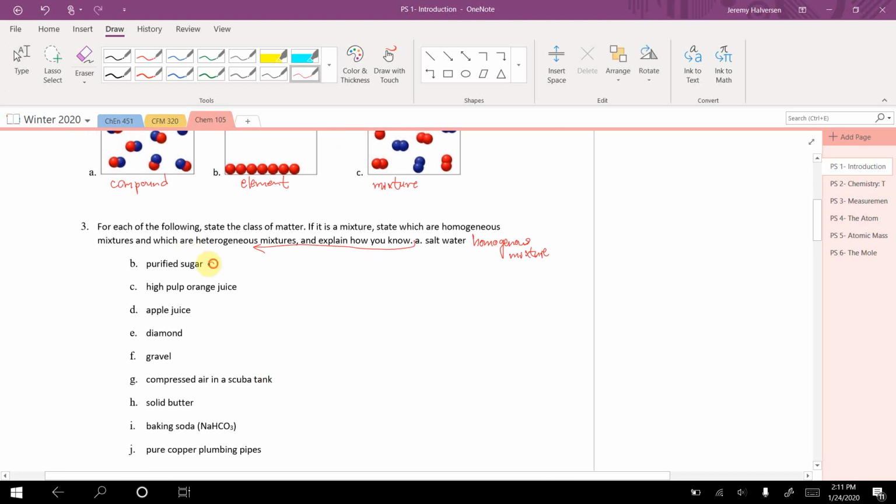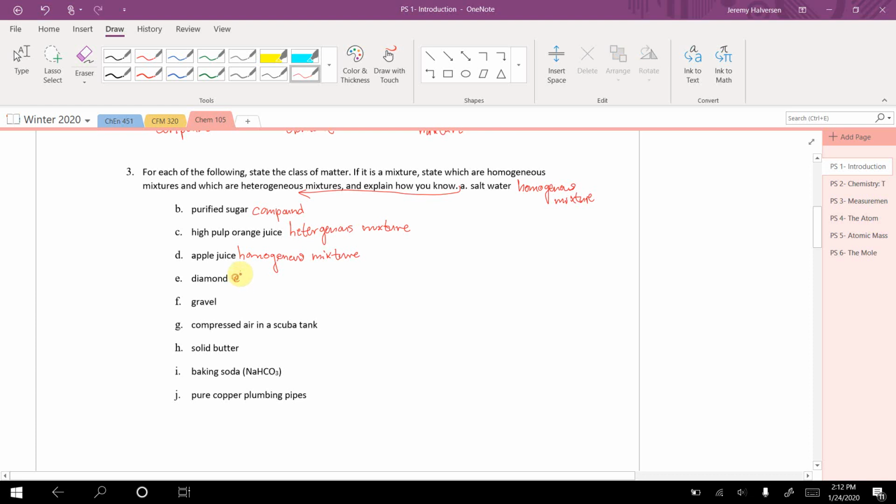Purified sugar would be a compound because sugar is just made up of a single molecule if it's pure. High pulp orange juice, we would say that's a heterogeneous mixture, because you can see the different things mixed in there. Apple juice would be a homogeneous mixture. There's no compound called apple juice, right? It must be a combination of multiple.